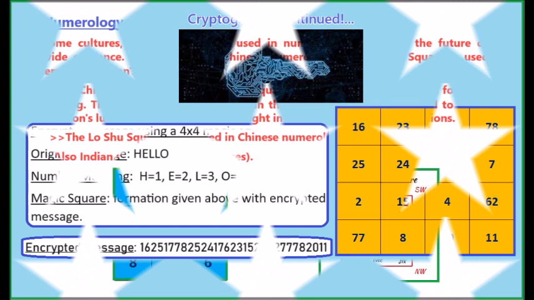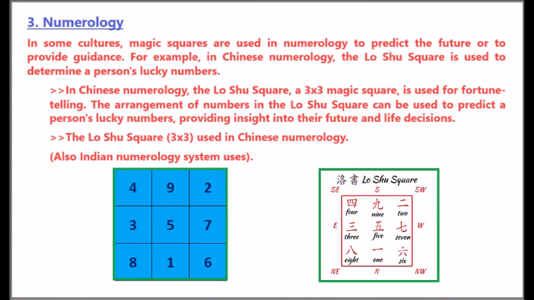3. Numerology. In some cultures, magic squares are used in numerology to predict the future or to provide guidance. For example, in Chinese numerology, the Lo Shu square is used to determine a person's lucky numbers. The Lo Shu square, a 3x3 magic square, is used for fortune telling. The arrangement of numbers in the Lo Shu square can be used to predict a person's lucky numbers, providing insight into their future and life decisions.